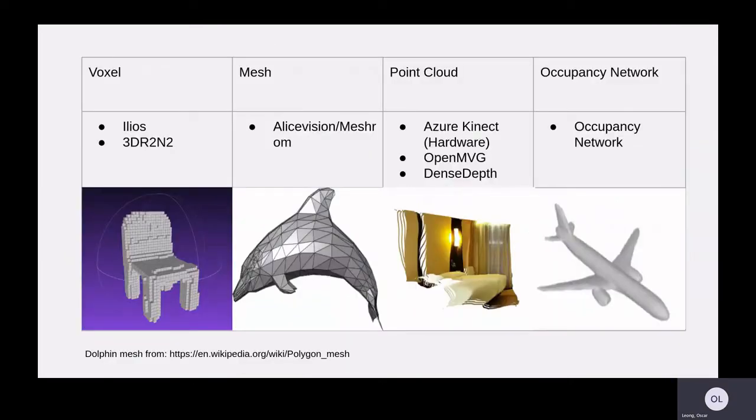We identified multiple output types. Voxels, which are objects made out of essentially 3D pixels. Meshes are 3D objects built from polygons. Point clouds are sets of data in a 3D space making up an object. And lastly, occupancy networks use a neural network to approximate 3D points.